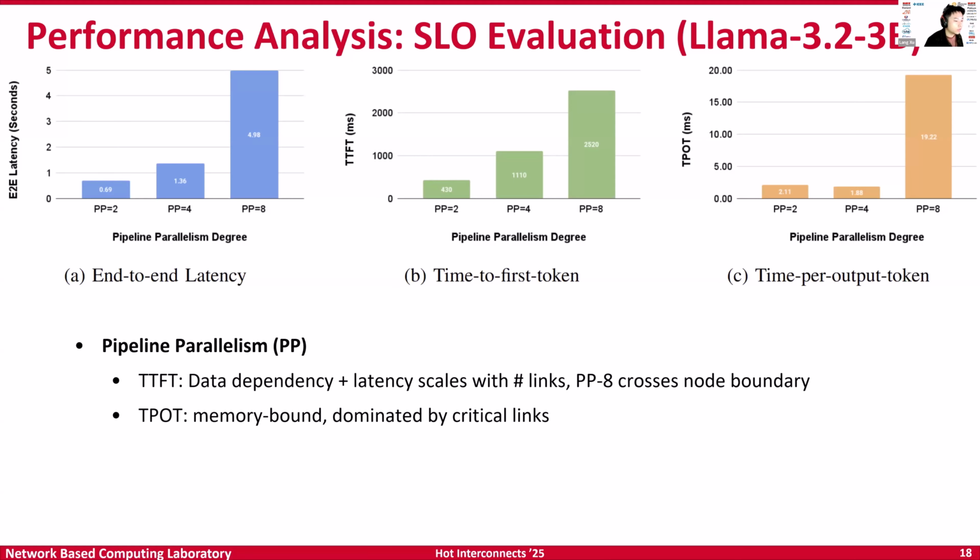So with TTFT, we have data dependencies, and the latency will scale with the number of links. The PP configuration with eight workers across the node boundaries will give us the largest TTFT. And for TPOT, which is memory bound, it is not favorable to pipeline parallelism. It is dominated by critical links across the nodes.